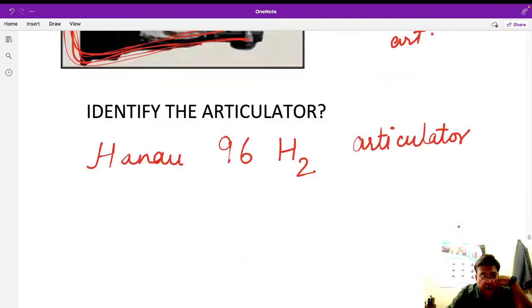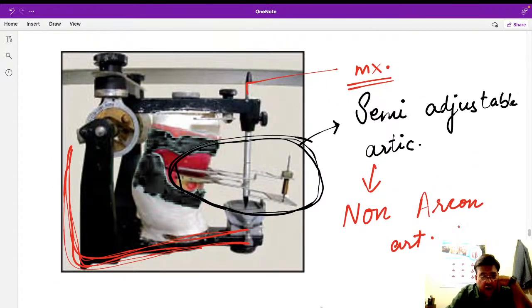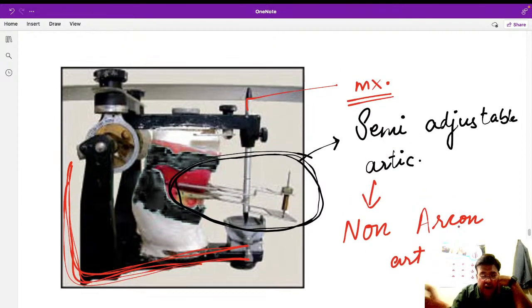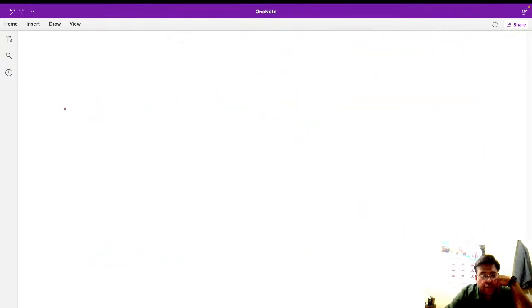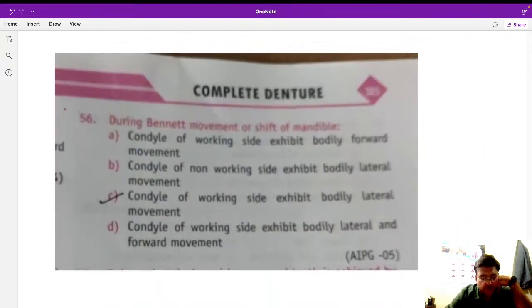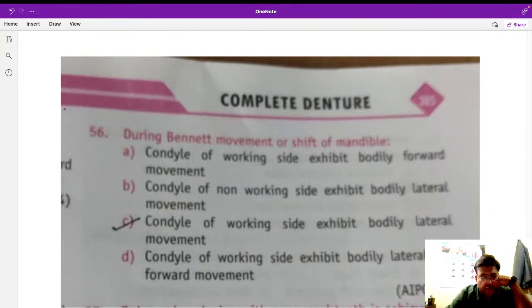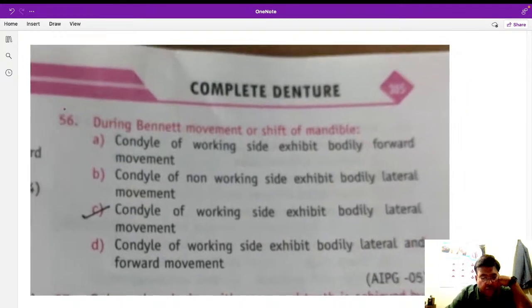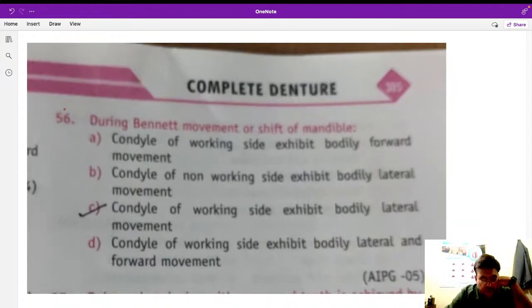Ishavjot, when you see an articulator, to understand whether this is a semi-adjustable or not, you just have to focus on the top part of it. So you have knobs here. These knobs will help you in adjusting the condylar guidance, right?